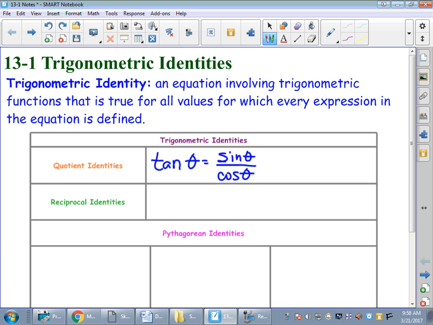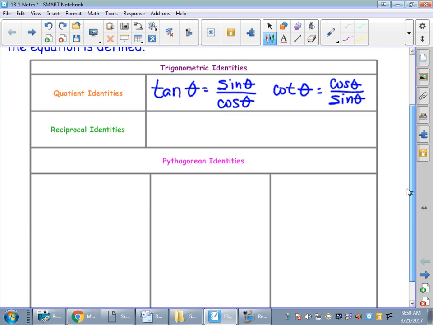We talked about that a little bit when we studied the unit circle and quadrantals. That's how we got the tangent value, side opposite over side adjacent. And if that's true for tangent values, then we have another quotient identity that says cotangent is cosine theta over sine theta. So it just flips them, the adjacent over the opposite. Those are your two quotient identities, and this is true for every degree of theta.